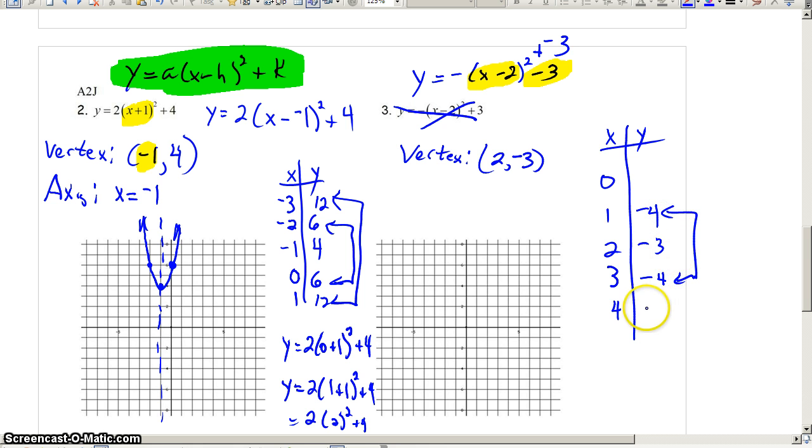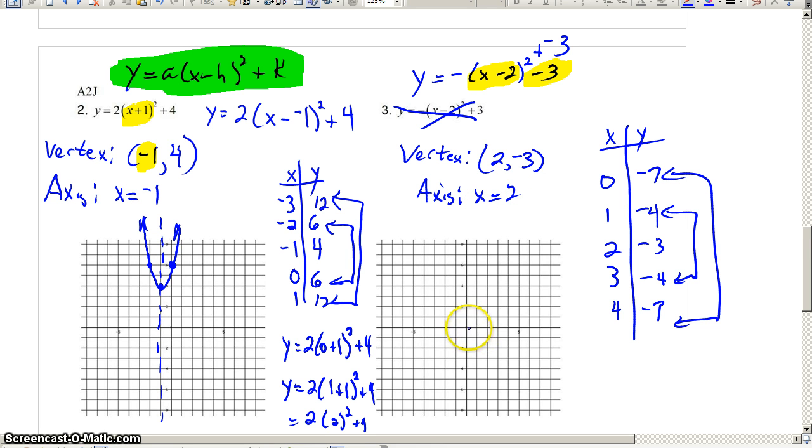If you were to plug in a 4, well, 4 minus 2 is 2. 2 squared is 4. -4 minus 3 is -7. Plugging in a 0, you would actually get that exact same value. Here's our axis of symmetry. It would be the line x equals 2.